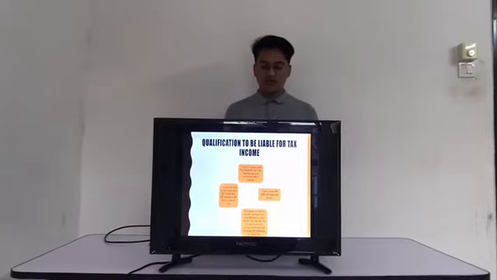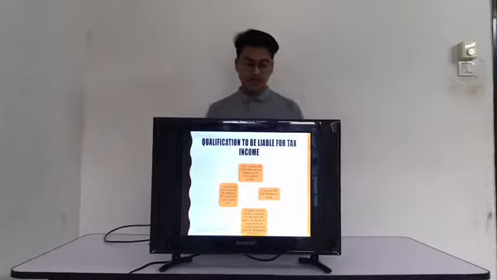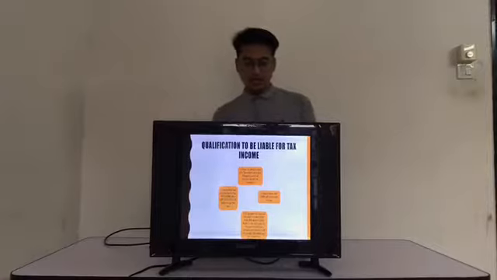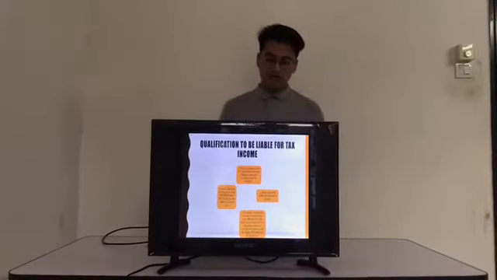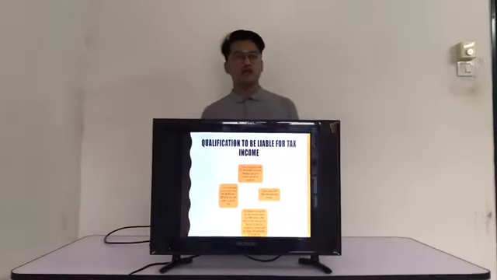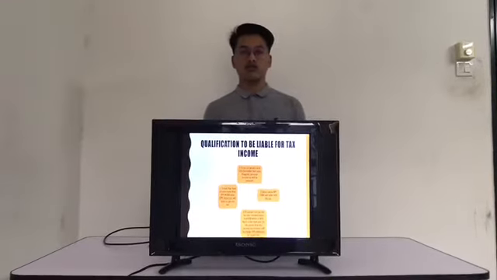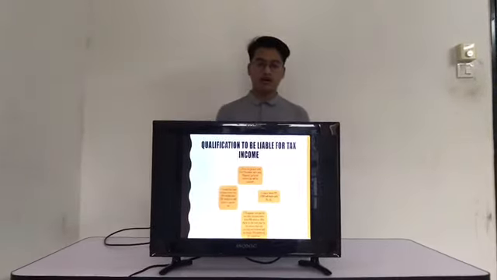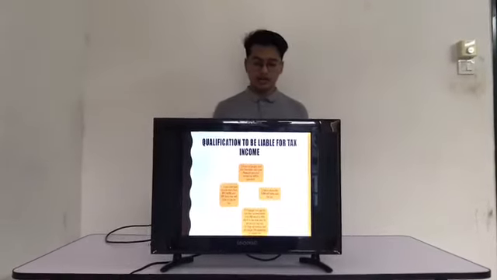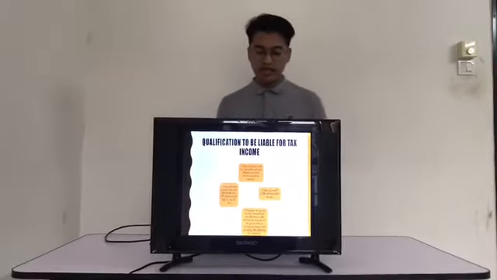Qualification to be liable for income tax. First, from 1st January until 31st December each year, Malaysia's personal income tax will be assessed. Second, salary above 30,000 ringgit will be liable for tax. I think if we are fresh graduates, we don't need to pay tax because we only get almost 2,200. If we reach a higher stage of growth, we can get more salary, so we need to pay tax.